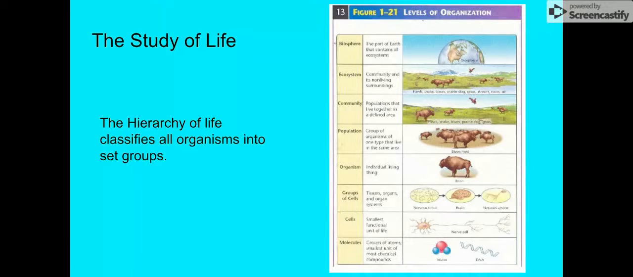Multiple organisms make up a population. Multiple populations make up a community. And then a community added on with things that are not living, like rocks and water, makes up an ecosystem. And then multiple ecosystems make up the biosphere, which is all living things on Earth.